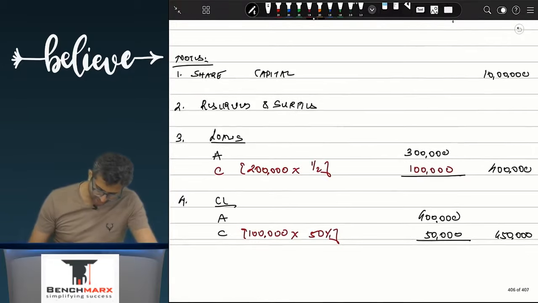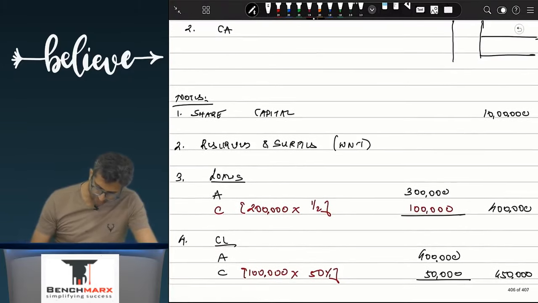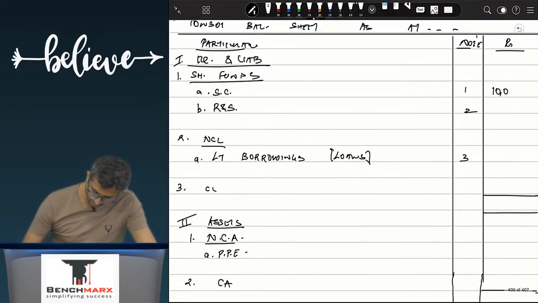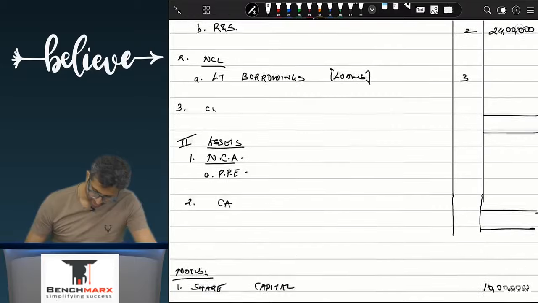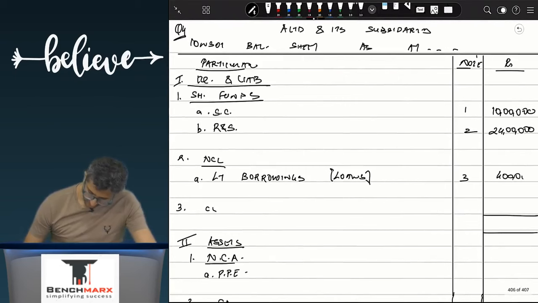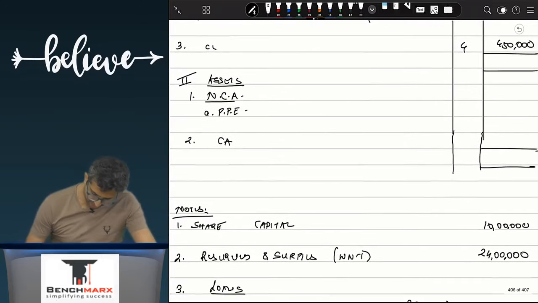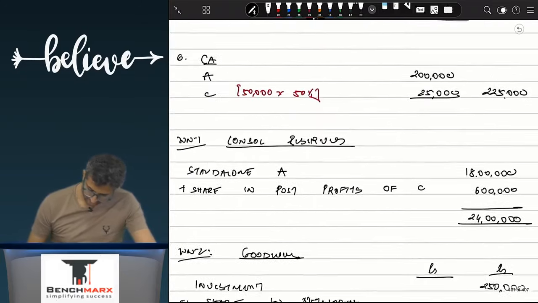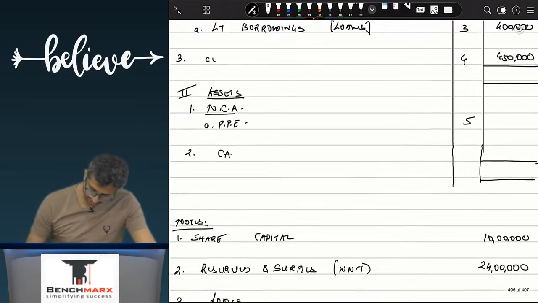If I look at reserves and surplus, from working note 1, my total reserves and surplus come to 24 lakhs. And if I post this, note 1, share capital 10 lakhs, reserves 24 lakhs, loans will be 4 lakhs, current liability is how much? 4 lakh 50. PP is? Sorry? 40 lakh 25. 2 lakh 25. If I try to total up, 40 to 50, does it tally?